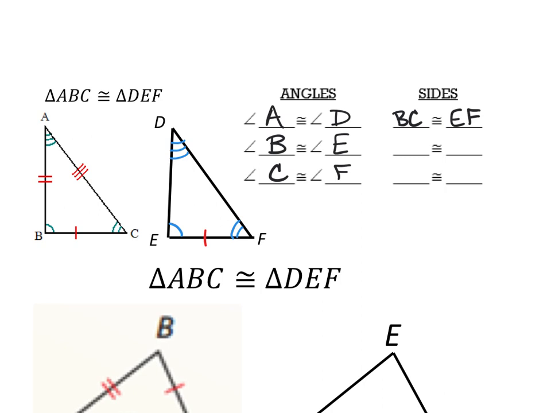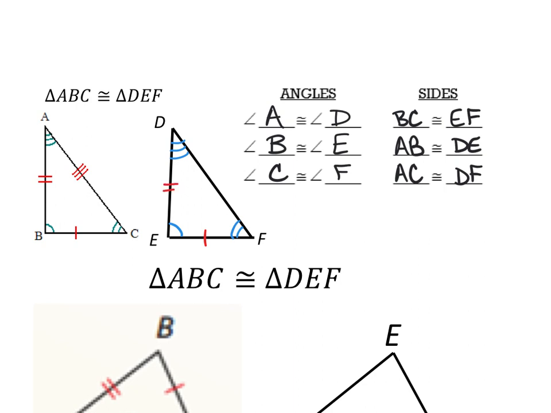What would be the same length as AB? DE. Notice that we put them in that particular order. I know that segment DE and ED are the same, but we're going to list them in the correct order. If I start at the top with A and go down to B, I start at the top with D and go down to E. And last but not least, what is congruent to AC? DF. Ooh, I forgot all of my tick marks.